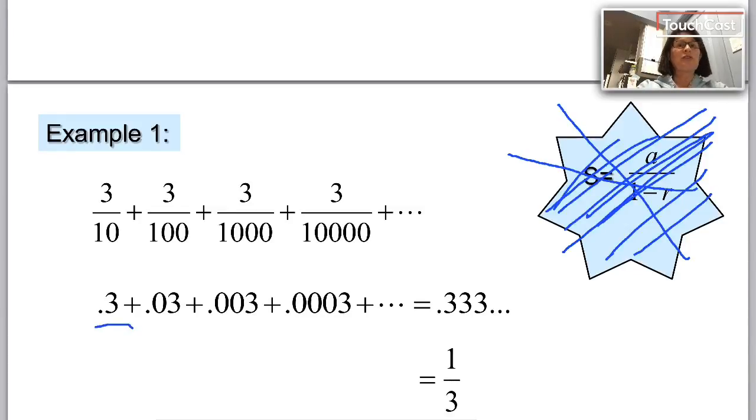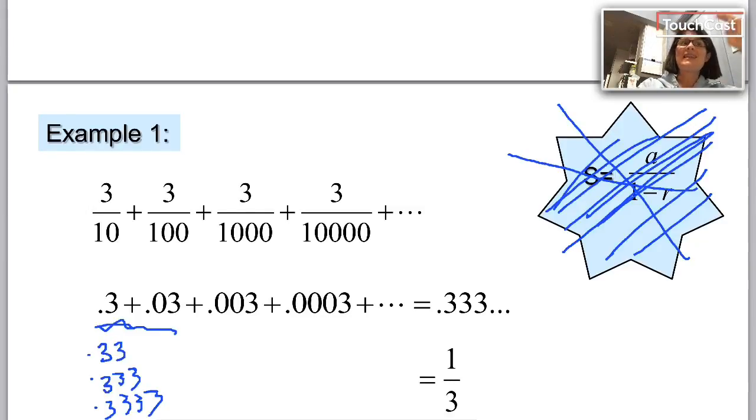And the second partial sum is 0.3 plus 0.03, which is 0.33. And the next partial sum, the third partial sum, is 0.333. And the fourth partial sum is 0.3333. So is there one single number that this list of partial sums is approaching?